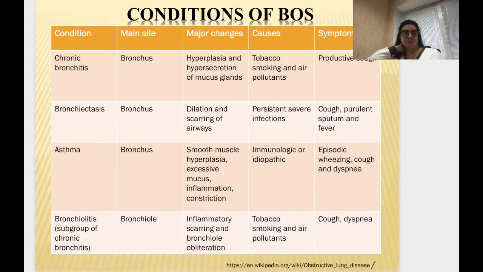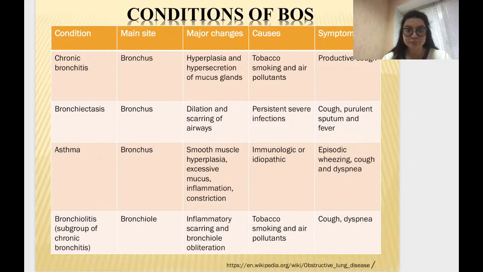And the main signs, it's understandable. For all previous, it is bronchus. For bronchiolitis, it is bronchial. What are the major changes? For chronic bronchitis, it is hyperplasia and hypersecretion of mucus glands. For bronchoectasis, the main mechanism is dilation and scarring of airways. For asthma, it is smooth muscle hyperplasia, excessive mucus, inflammation, and constriction of bronchi. And for bronchiolitis, it is inflammatory scarring and bronchial obliteration.